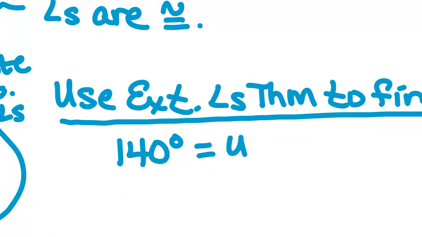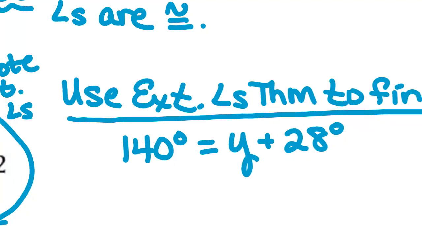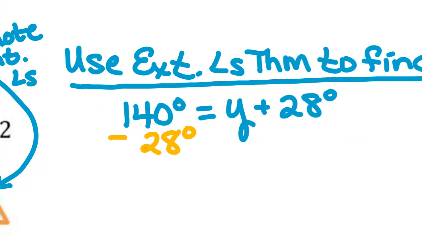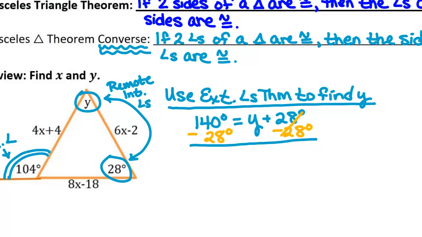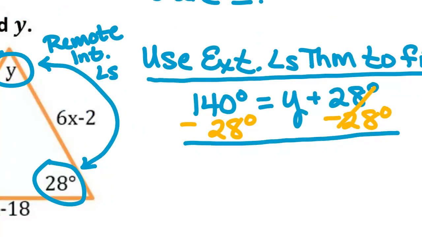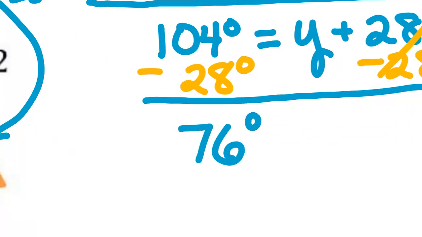So 104 degrees is equal to y plus 28 degrees. To figure out what y is, I'm going to subtract 28 from both sides. What is 104 minus 28? Sorry, I don't know why I said 140. I transposed my numbers. 104 minus 28. 70 how much? 76, thank you. And I apologize for transposing those numbers there, guys.